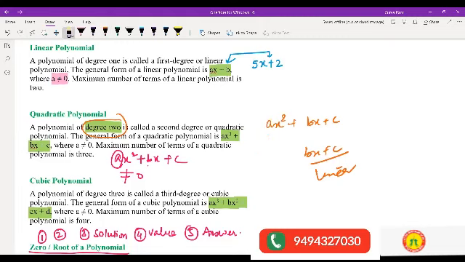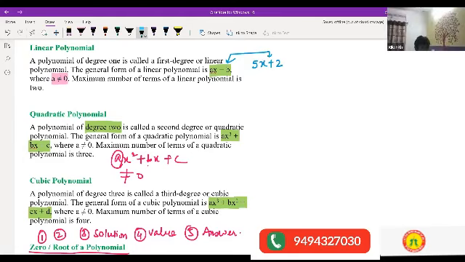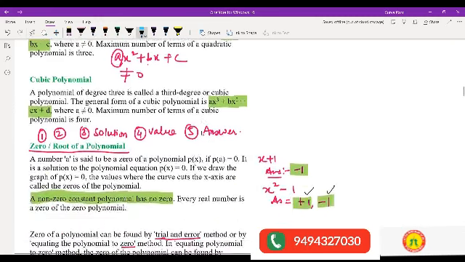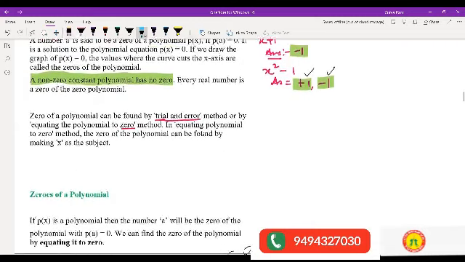If a becomes 0, then it becomes a linear polynomial. So you must write the condition: when you write the general form, you should write that a should not be equal to 0. Then only can we say it's a quadratic polynomial, otherwise no. Cubic polynomial is similar, a should not be equal to 0. Zero you already know. Now, zero of the polynomial.